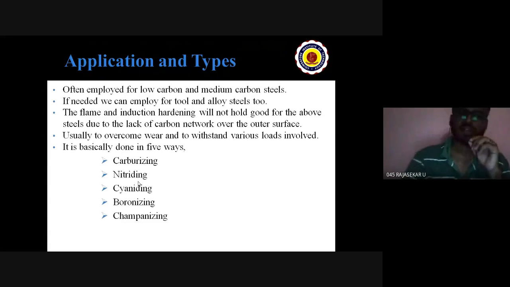And as I said, flame hardening and induction hardening will not hold good for the above steels, due to the lack of carbon content. Just tempering and quenching will not give you any favorable results. Hence, we are employing these case hardening techniques. It is usually to overcome wear and to withstand the various loads that I mentioned before. It is classified into carburizing, nitriding, cyaniding, boronizing, chamferizing. Let's see one by one.